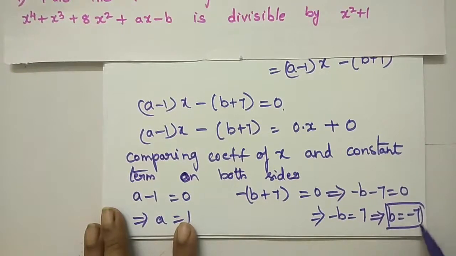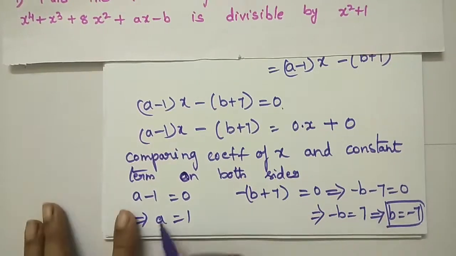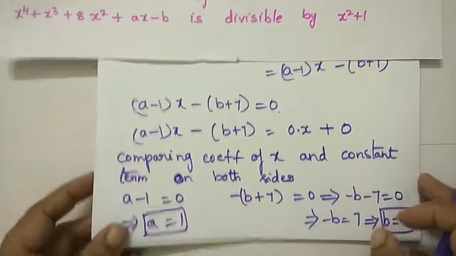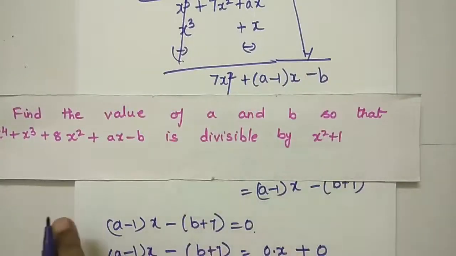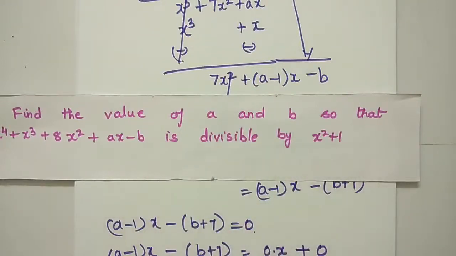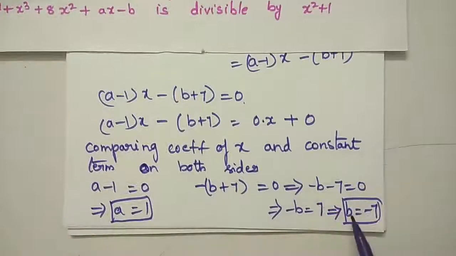Okay. Multiplying minus on both sides, minus becomes plus, plus becomes minus. So I have written minus 7. So we got the two values which they asked to find in the question. Find the value of a and b so that this is divisible by x square plus 1. A value is 1 and b value is minus 7. Now let us go to 8th one.